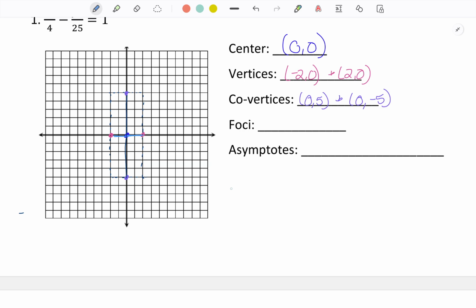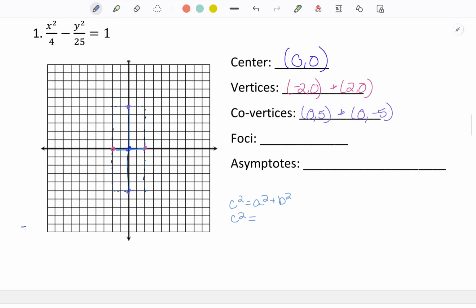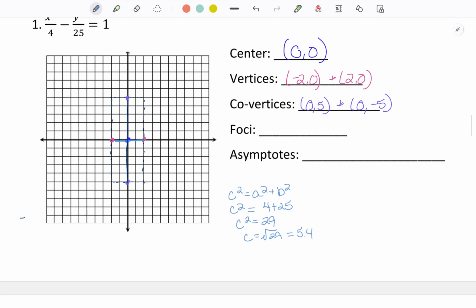So now for foci, we're going to do c squared equals a squared plus b squared. So we'll have c squared equals 4 plus 25, and so that is 29. So c is the square root of 29, which is approximately 5.4. So the coordinates of our foci are negative 5.4, 0 and positive 5.4, 0. So it's going to be 1, 2, 3, 4, 5.4. So about halfway.